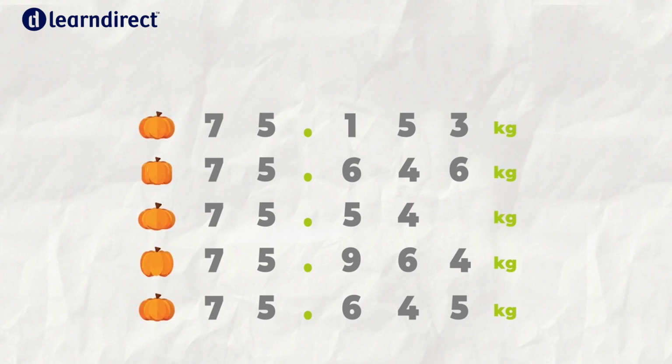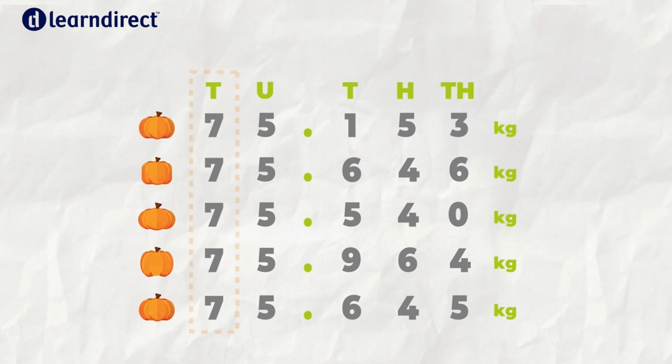Here is a list of 5 different pumpkins, weighed at a pumpkin growing competition. To compare the pumpkins, let's put them in a place value table. Make sure that you place the digits of each number in the correct column of the place value table. You can complete any blank columns by adding a 0.